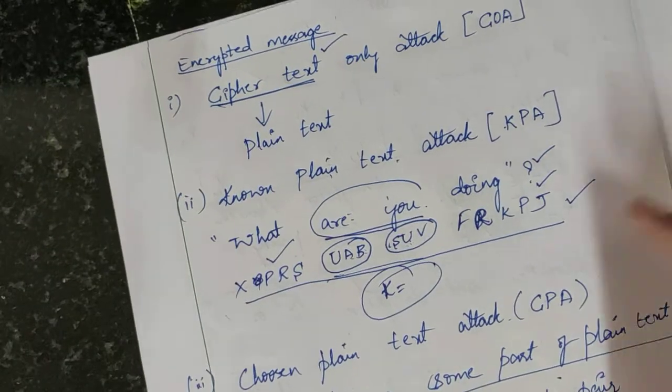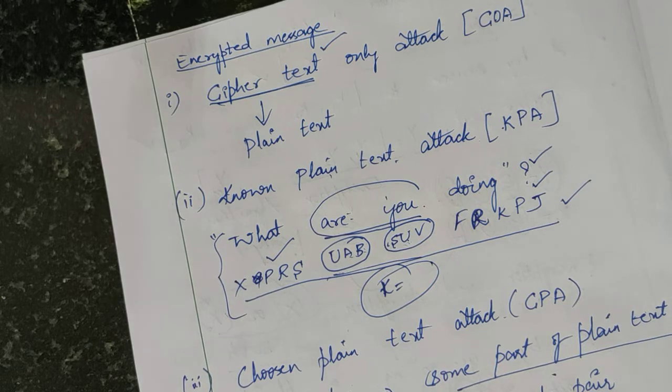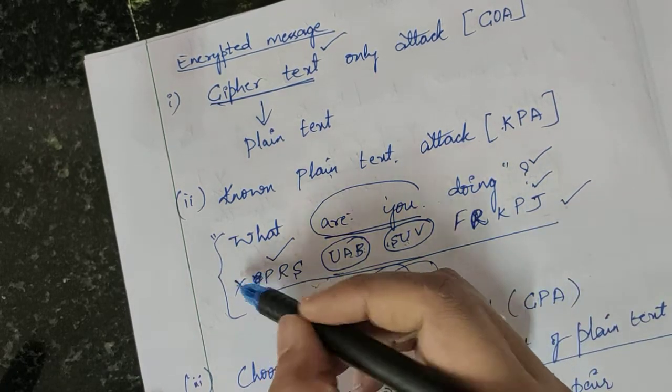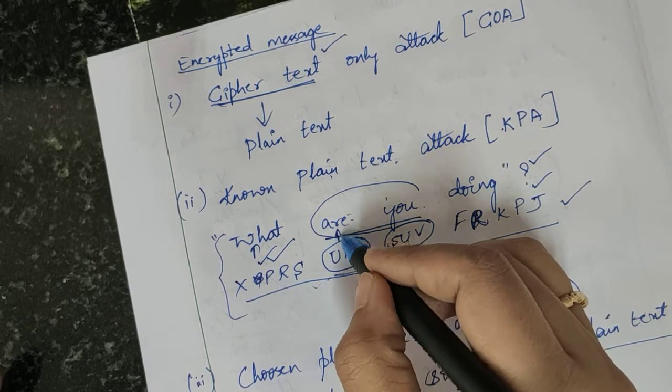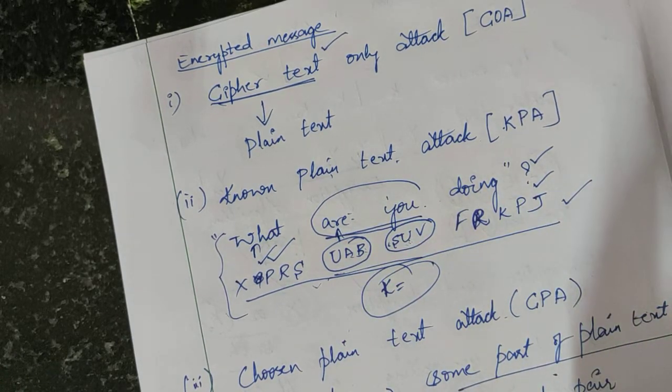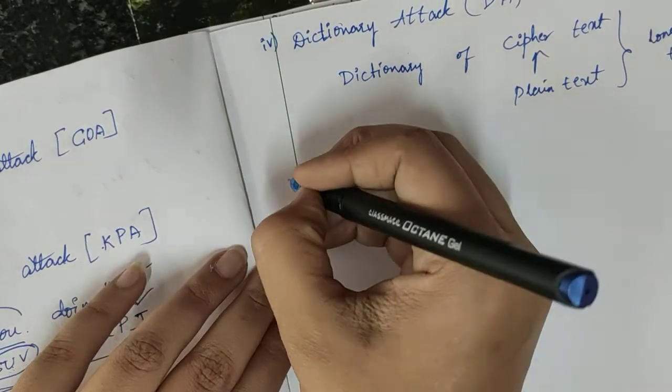For example, you can observe here. He might have a set of plain text and ciphertext and corresponding plain text in his dictionary over a long period of time. He will check for this. He may get this in his dictionary, or he may not. It depends, right? So once he gets the ciphertext, he will check in his dictionary for the corresponding plain text. This type of attack is nothing but a dictionary attack.